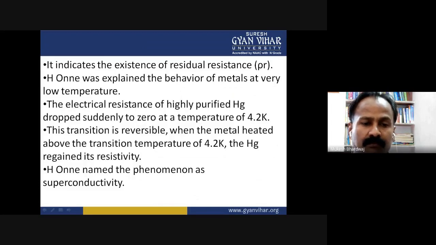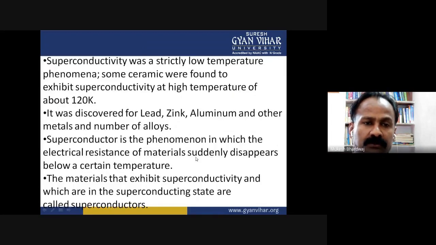Now, superconductivity was considered a strictly low temperature phenomenon. Some ceramics were found to exhibit superconductivity at a high temperature of about 120 Kelvin. It was discovered for lead, zinc, aluminum, and a number of other metals and alloys.